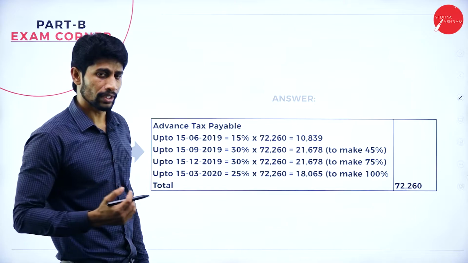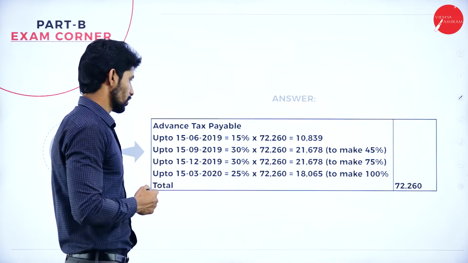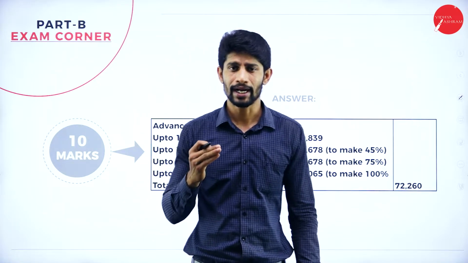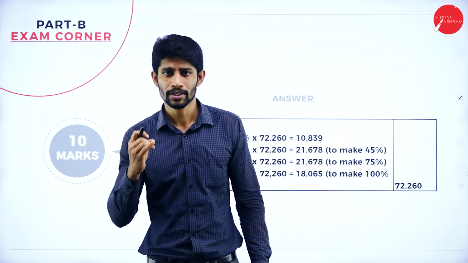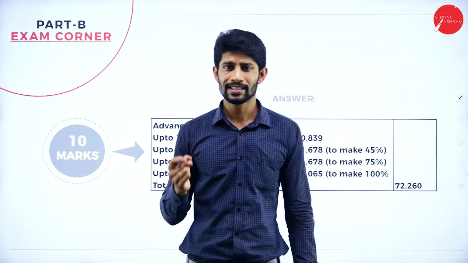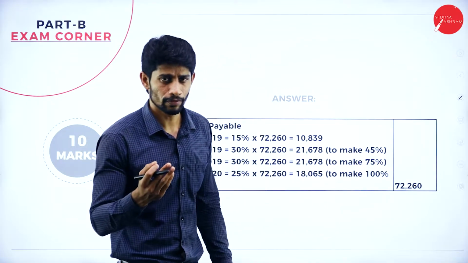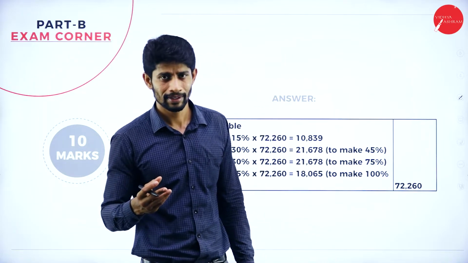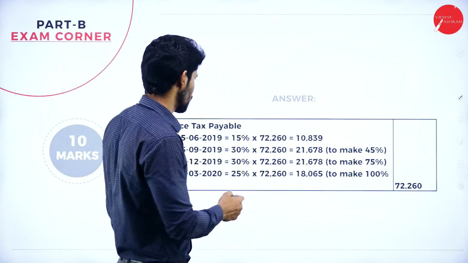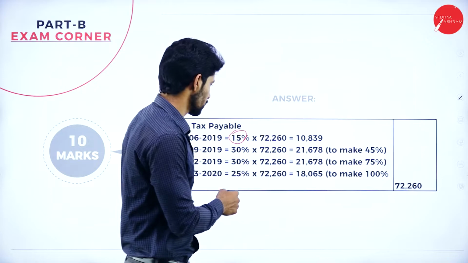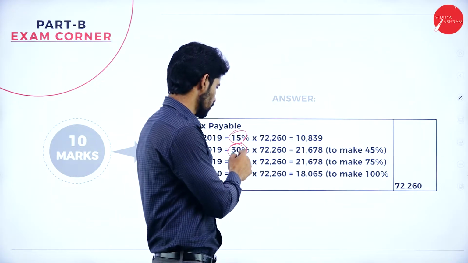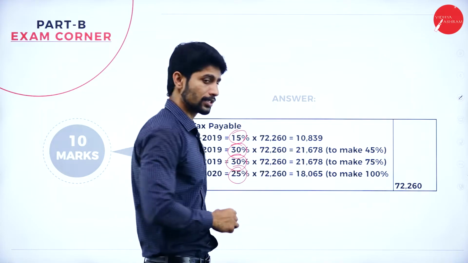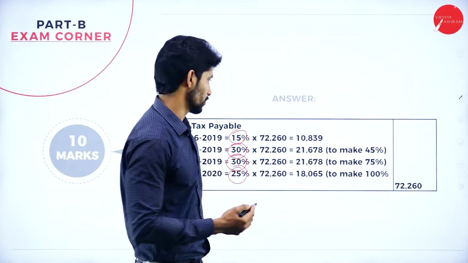So you all know when they are supposed to pay the advance tax payment. June, September, December and March. So when they are supposed to pay? 15th of June, 15th of September, 15th of December, 15th of March. So first installment they are supposed to make 15%, second installment 30%, third installment 30%, last installment 25%.